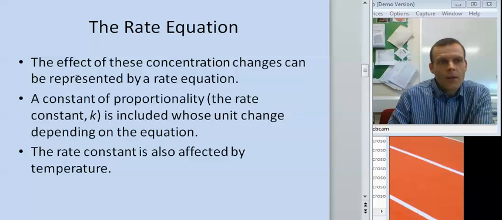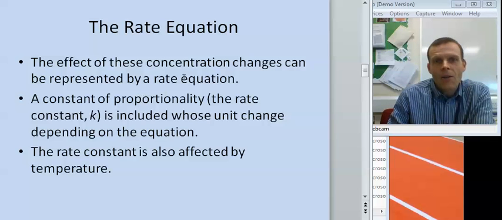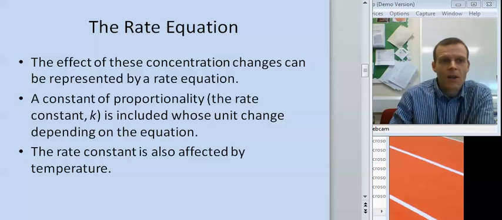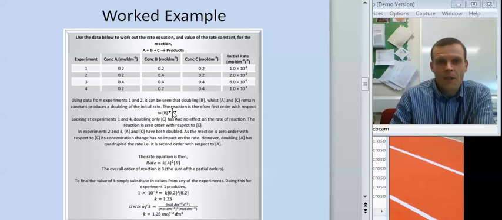Right, so this idea of 0th, 1st, and 2nd order can be written down, linked to the rate, using our rate equation. And in that rate equation, we have this constant of proportionality, which is called the rate constant. And the units of that rate constant are going to depend on what the equation looks like. Right, rate constants are also affected by temperature. We'll maybe see what K is all about when we look at some of these examples.